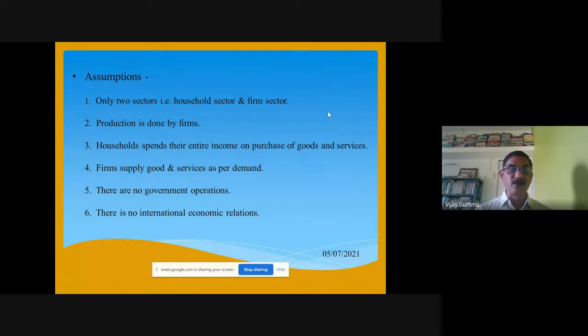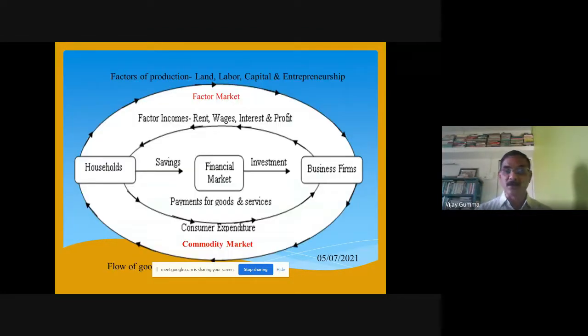Under the closed economy, restrictions are imposed by the government on the import and export of goods and services. When the government imposes restrictions on the import and export of goods and services, it is called a closed economy. Now we can explain how income and expenditure are generated in a two-sector closed economy.